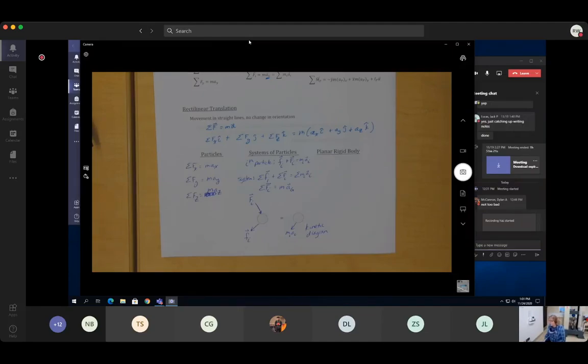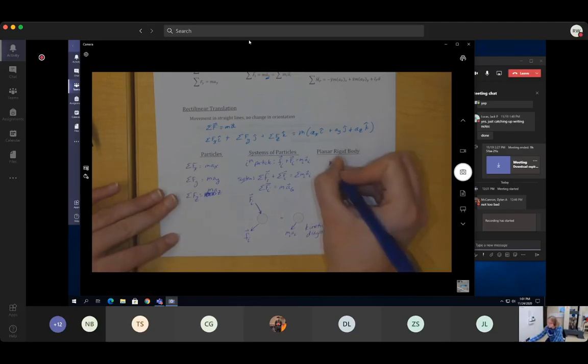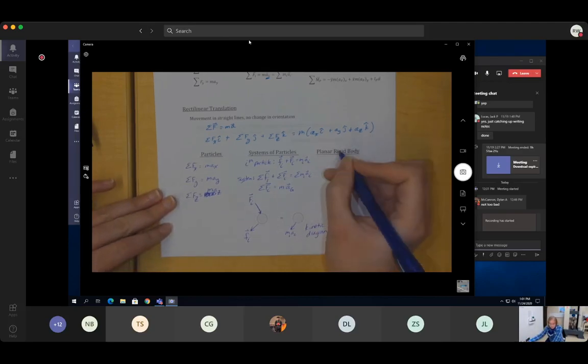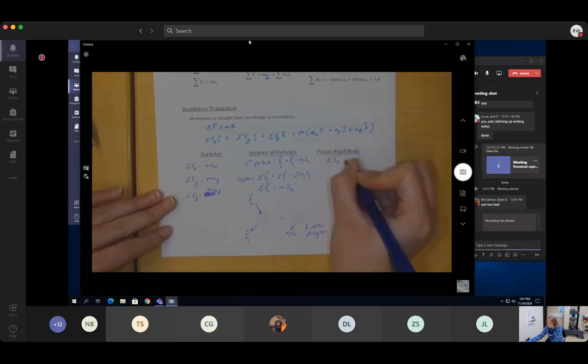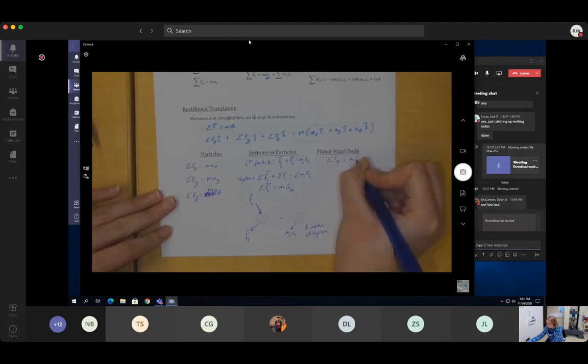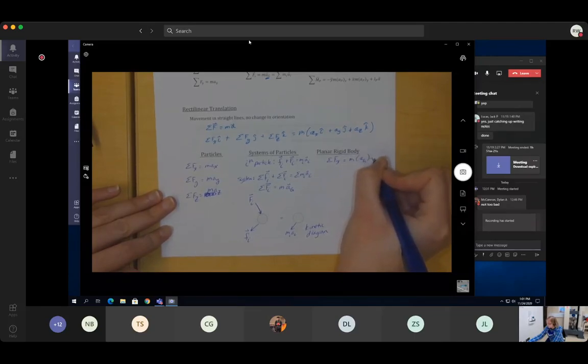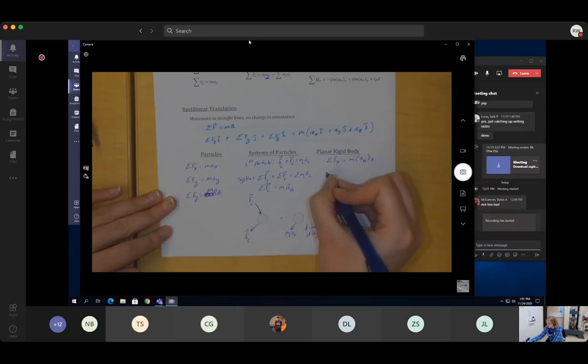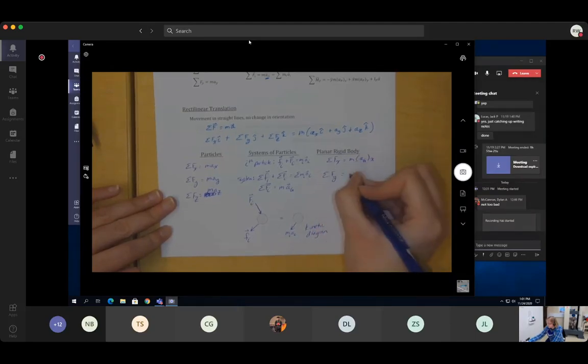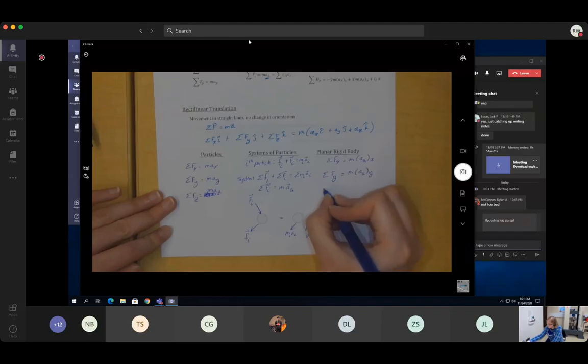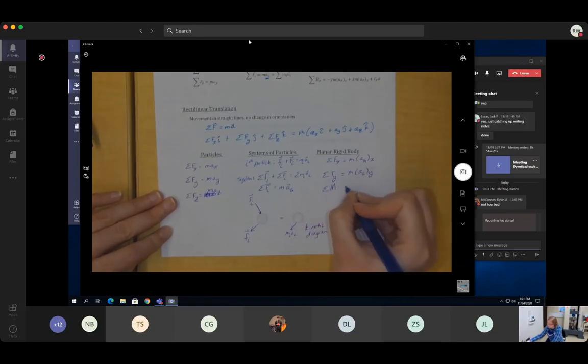Okay, and then when we get to rigid body movement, for rectilinear translation, we have sum of forces in x equal to the mass times the x direction acceleration of the center of gravity. Sum of forces in y, m times the y component of the center of gravity acceleration. And then since we're dealing with translation and not rotation, the sum of moments about our center of gravity will be 0.